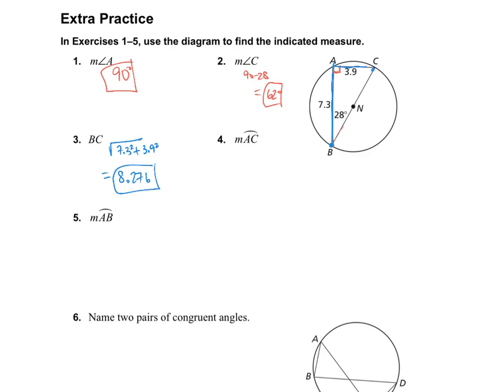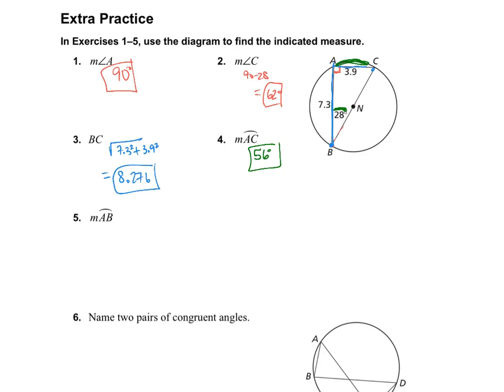Okay, now we're looking for the measure of arc AC. So this arc right in here, AC. Well, if this is 28, this will be double that. So that's going to be 56 degrees.